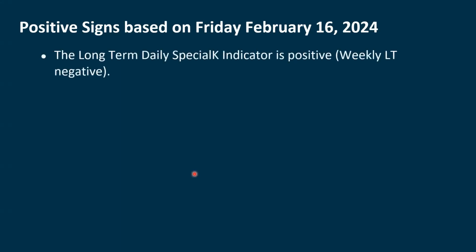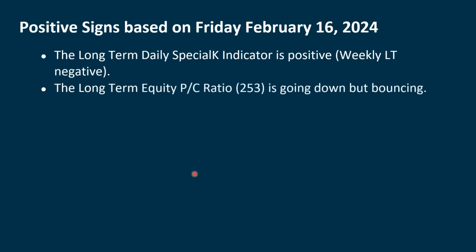Longer term, we have the daily special K chart, which is positive. As I showed you earlier, the weekly special K chart is negative. Our longer term equity put call ratio, it's chopping around. It's bouncing around all over the place. And I'm not quite sure, I didn't know where to put it. It's kind of in between right now.